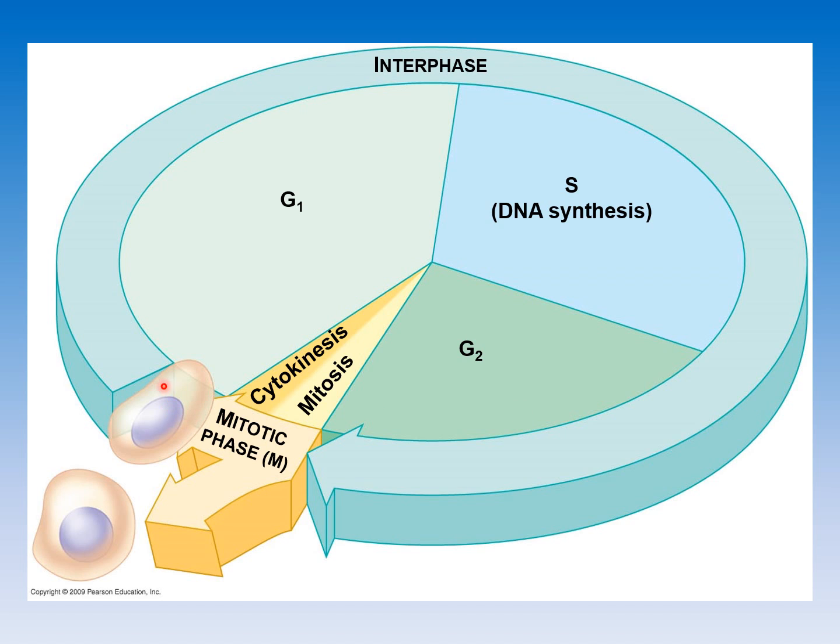So you start here with a brand new cell. The green area here is interphase. As you can see, it is subdivided into G1, S, and G2. And then the mitotic phase, or the M phase, is subdivided into mitosis and cytokinesis. At the end of this, you'll end up with two new cells, which then start through this whole process again.